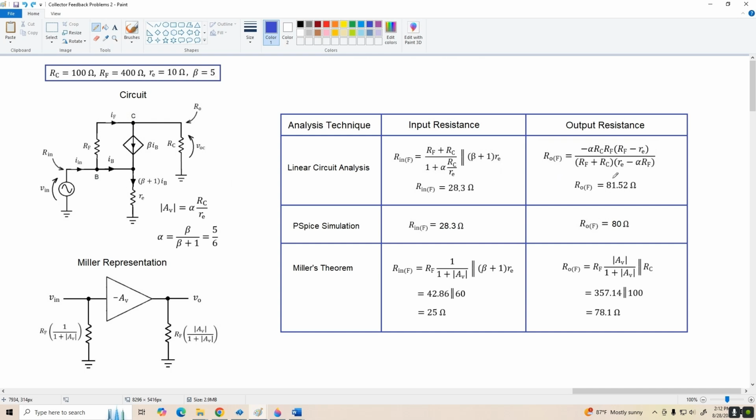All right, output resistance, my circuit analysis techniques gave 81.52 ohms. PSpice says 80 ohms, and Miller's theorem says 78.1 ohms. Again, which is the most correct? Well, we'd actually have to build this circuit using an ideal controlled current source, which would be a little bit tough, but we could do it. But these are all close enough that I have confidence in all of these techniques. And that wraps it up for today.